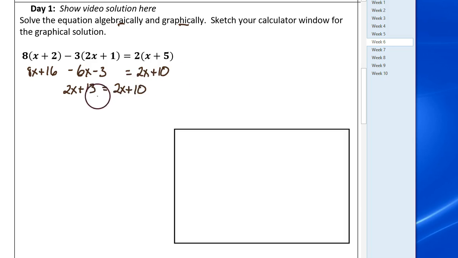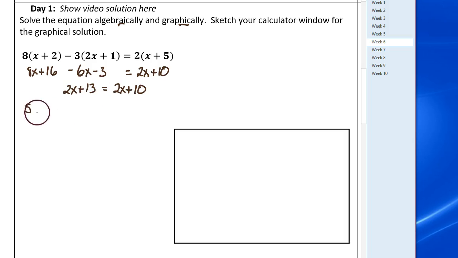At this point, you might notice that there's going to be no solution because both sides have a 2x and the constant terms are different. If you don't yet notice there will be no solution, we can continue with the solution process.